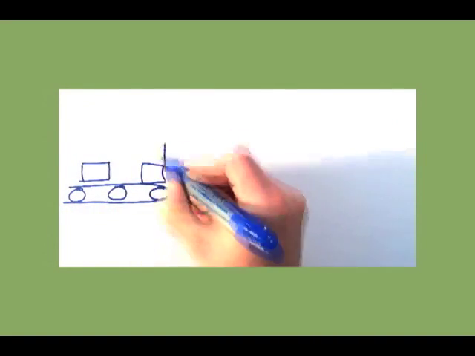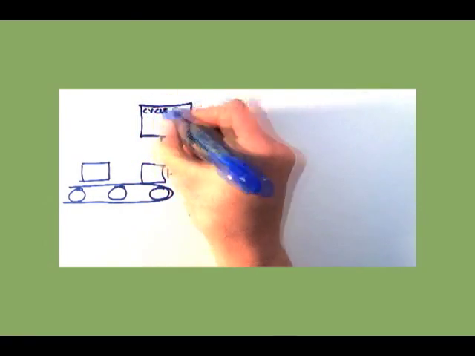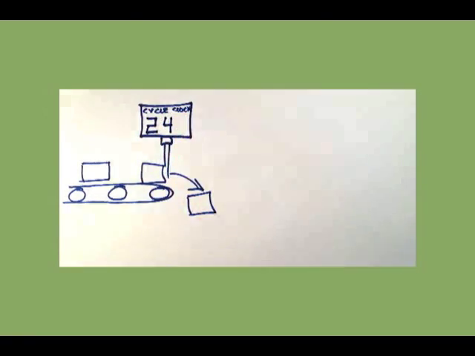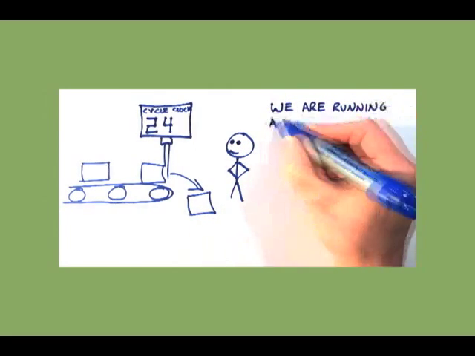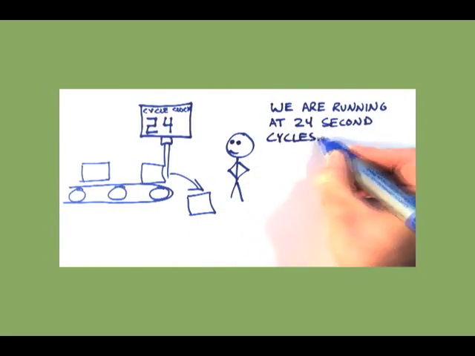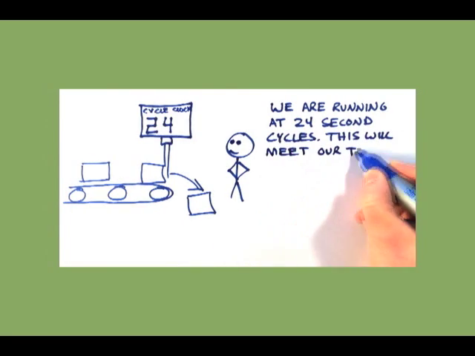Cycle time is the rate at which your operation is actually producing a unit. Cycle time is measured as the frequency of units produced. So if you're watching a process, the cycle time is the time it takes from the output of one unit to the output of the next unit.